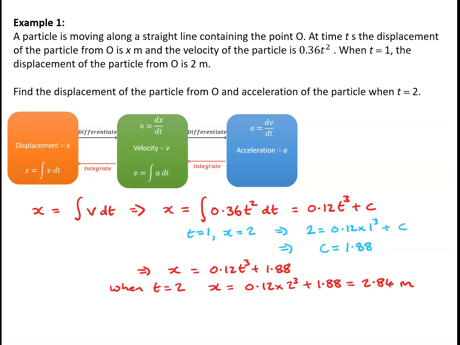If we know what the velocity is, then we can find the acceleration by a differentiation process. So we've got a is dv by dt. We know that v is 0.36 t squared. So a is the derivative of 0.36 t squared, which is 0.36 times 2t, or 0.72 times t. Substituting t equals 2 in, the acceleration is 0.72 times 2, which is 1.44 meters per second squared.